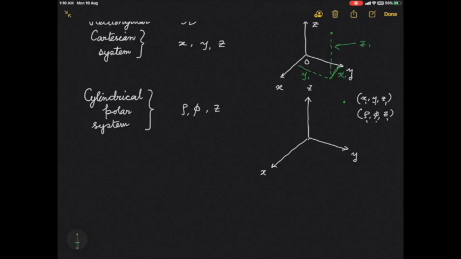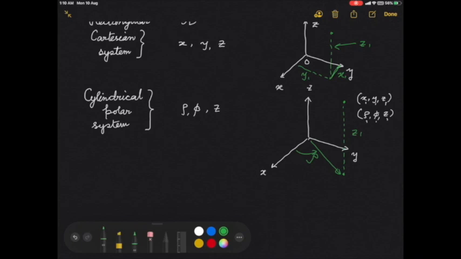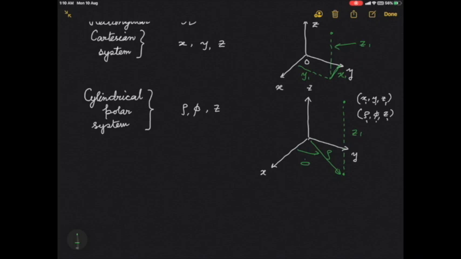Here, when I do cylindrical polar, my z1 remains the same. So I take a projection here, so this is z1. But then I don't have x and y here, I have rho and phi. So what I say is the distance of this point, so this point is in the xy plane, remind you. Then this distance I call rho, and this angle which it makes with the x-axis, I call it phi. Okay. Same point can be now denoted by rho1, phi1 and z1.